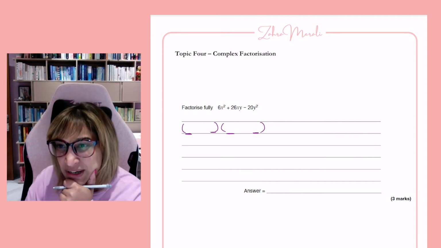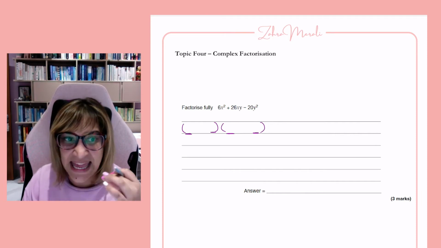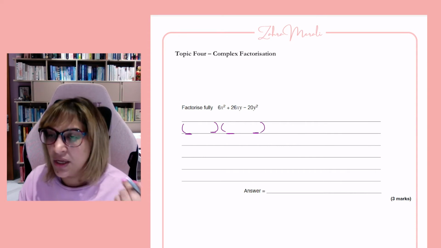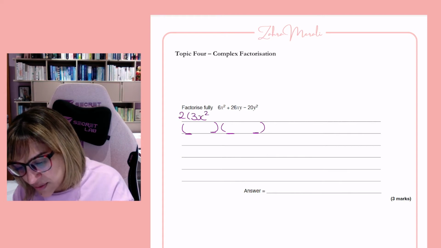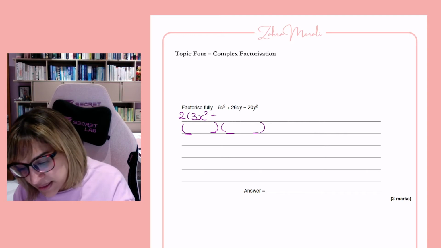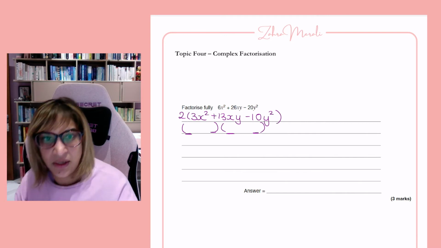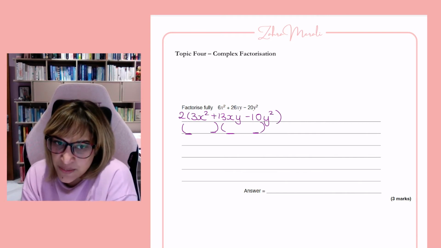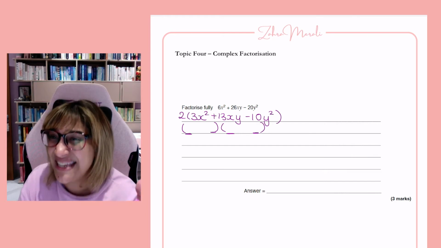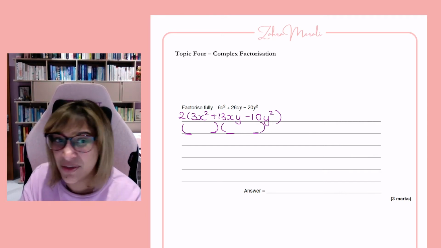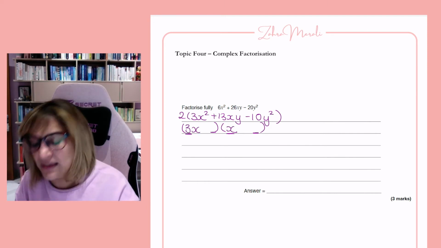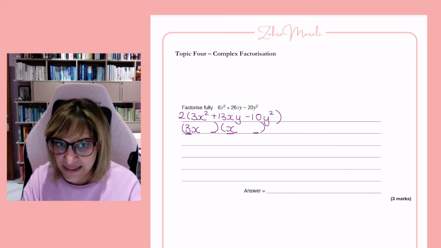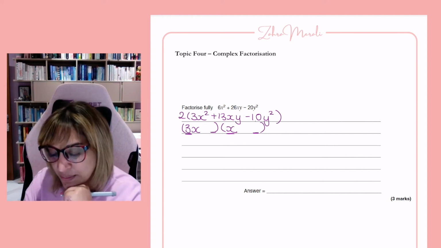But hopefully you realize before you even start that everything goes into 2. So I'm actually going to take 2 outside the entire thing first. So I get 3x squared plus 13xy minus 10y squared. Right, so I got to this point and it makes it easier now because there's only one way to get 3x squared. I've got to have 3x and x, right?